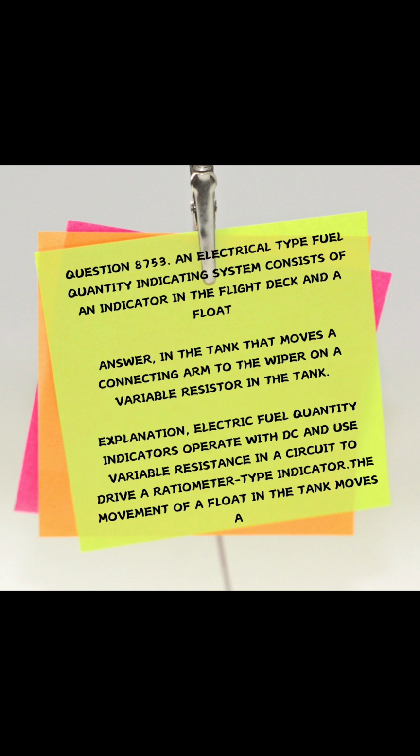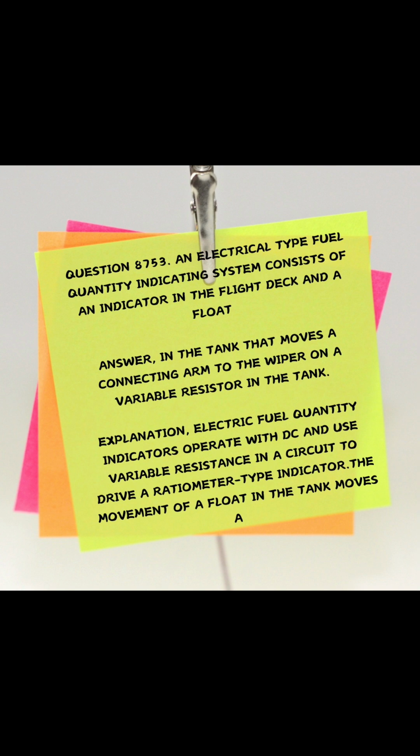8083-31. Question 8753. An electrical-type fuel quantity indicating system consists of an indicator in the flight deck and a float. Answer: in the tank that moves a connecting arm to the wiper on a variable resistor in the tank. Explanation: electric fuel quantity indicators operate with DC and use variable resistance in a circuit to drive a ratiometer-type indicator.